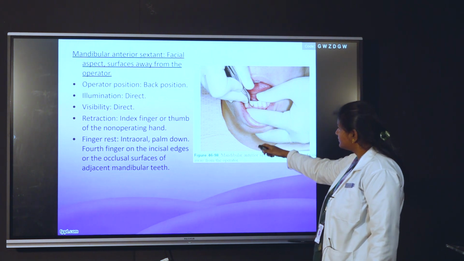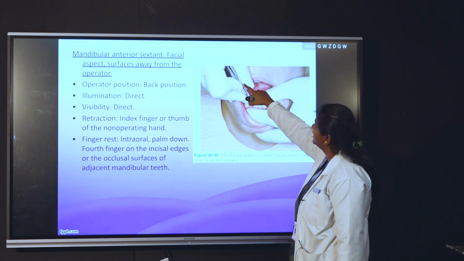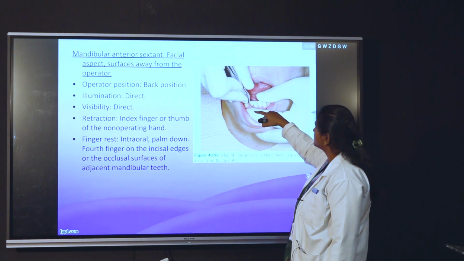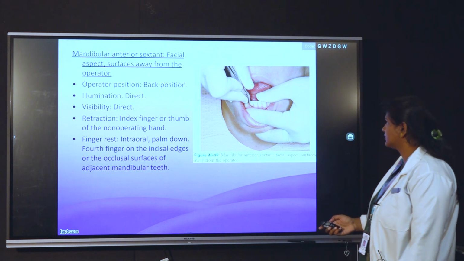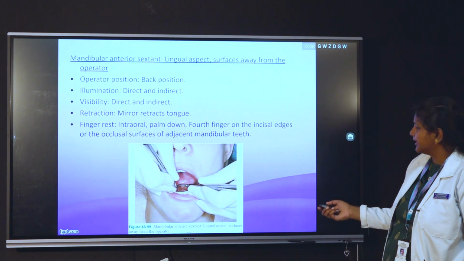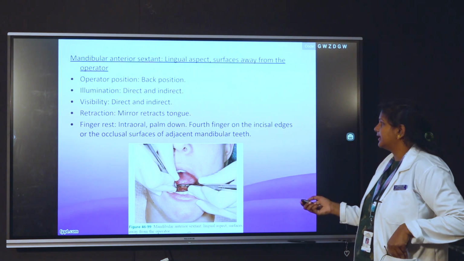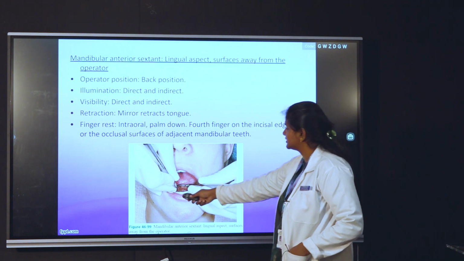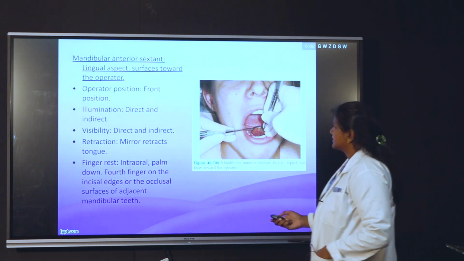Whenever you do scaling and root planing, the shank of the instrument should be parallel to the tooth surface. The handle or shank should be parallel to the tooth surface. And mandibular anterior sextant lingual side, then intraoral, palm down, and the fourth finger is placed on the incisal edges of the adjacent teeth.